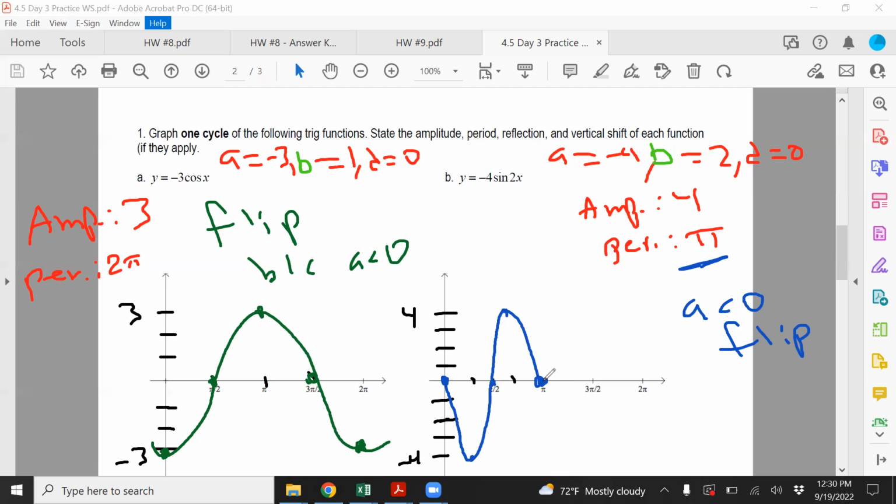Hold on, let me see. Try to move the screen. That's the other notes. Shoot, I can't find the other notes. That's all right, we're good. Can I move the screen?